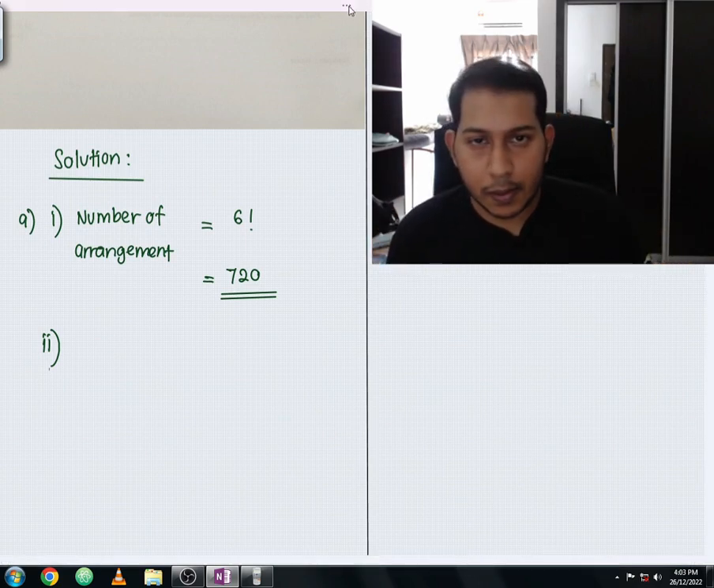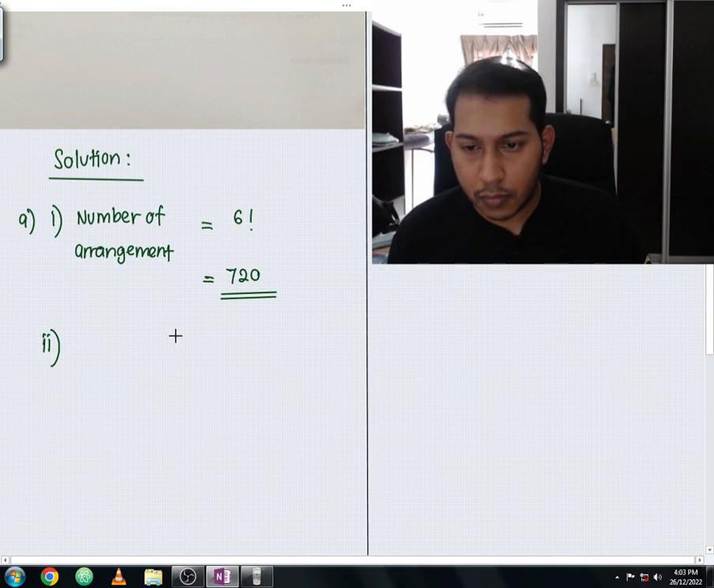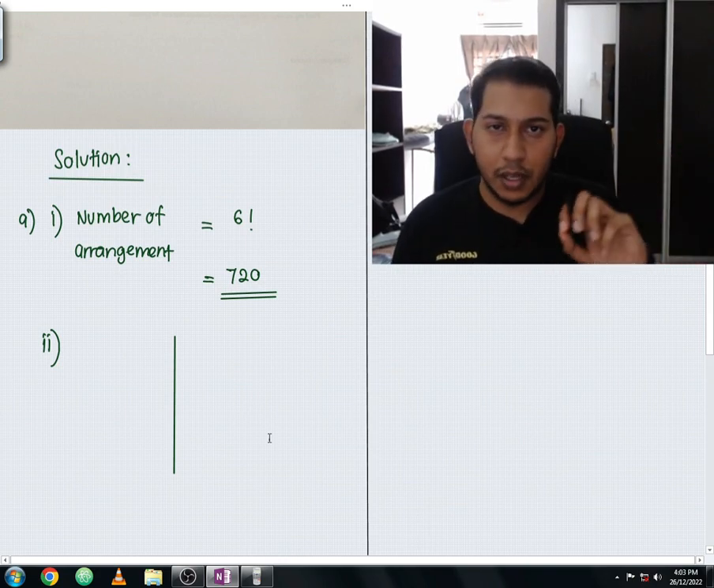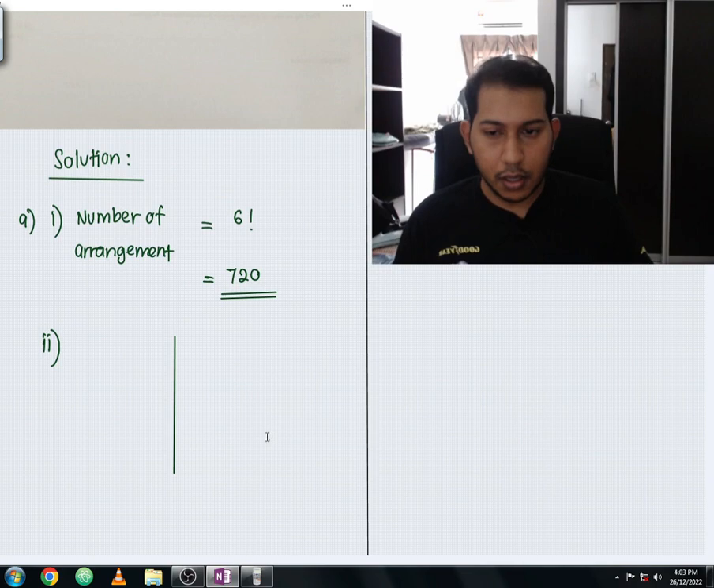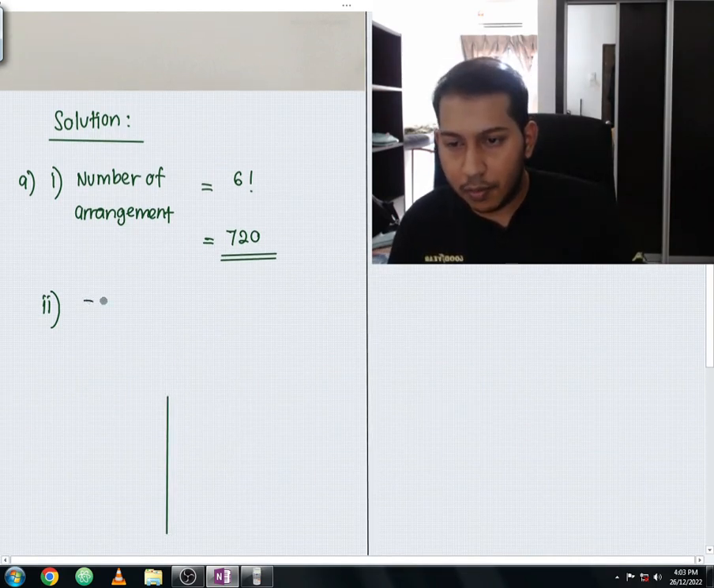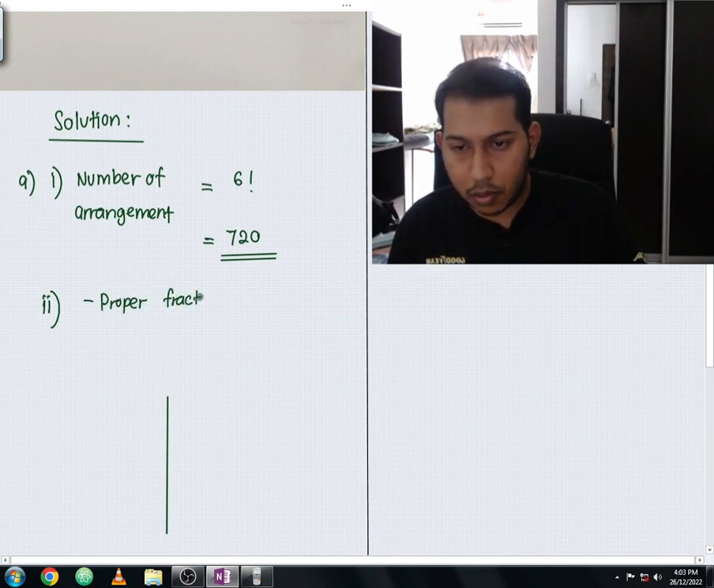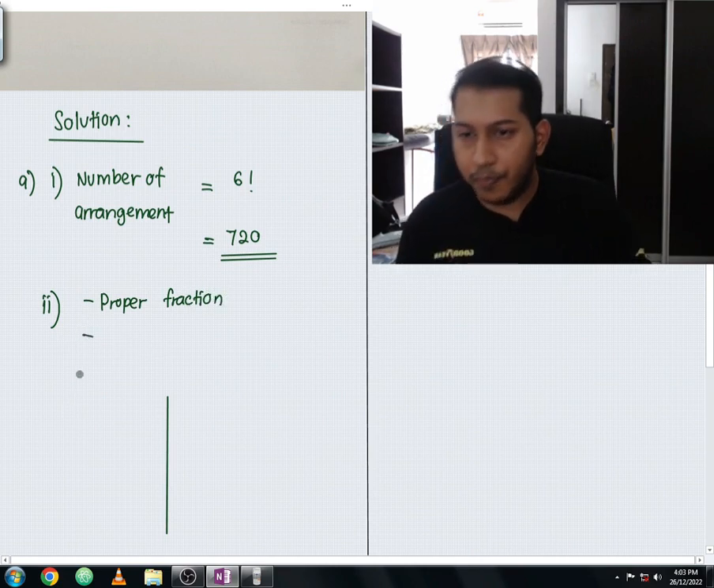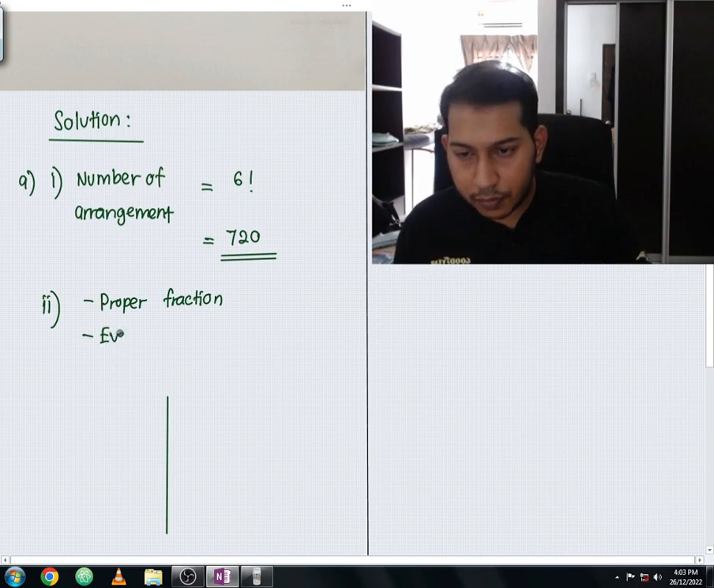If you come across this type of question, my advice to you is to try to list down all the possible constraints. In this case, the constraint they tell you is that it must be a proper fraction. Proper fraction, that's condition number 1. Condition number 2, even numbers need to be side by side. Just write here: side by side.